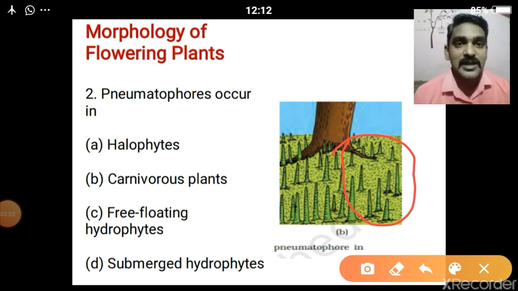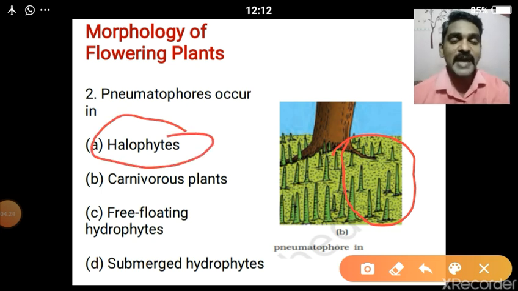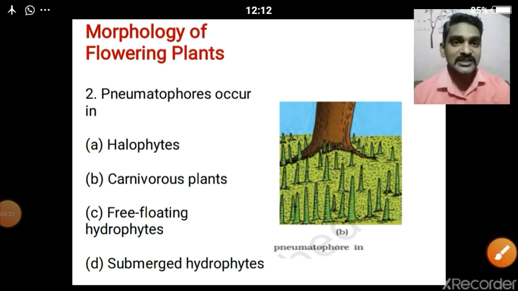That is the question. You can see the options given: halophytes, carnivorous plants, free floating hydrophytes, submerged hydrophytes. What are carnivorous plants? The insectivorous plants are called carnivorous plants. Hydrophytes means those which live in water, aquatic plants. Some will be submerged, some will be free floating. So in B, C, D the roots will not come out like this. Only in halophytes. What do you mean by halo? Halo means saline conditions, salt conditions, marine conditions. So in those conditions only you can see pneumatophores.